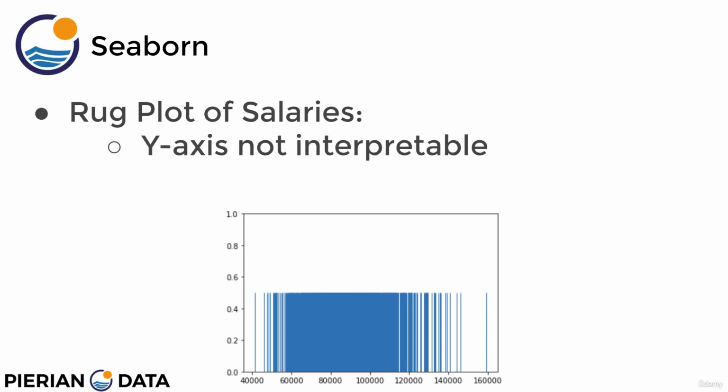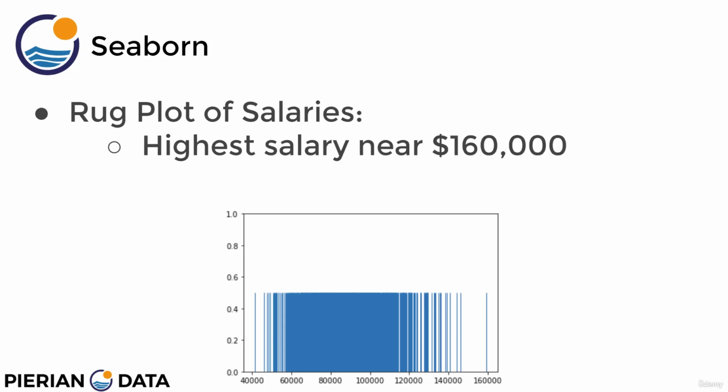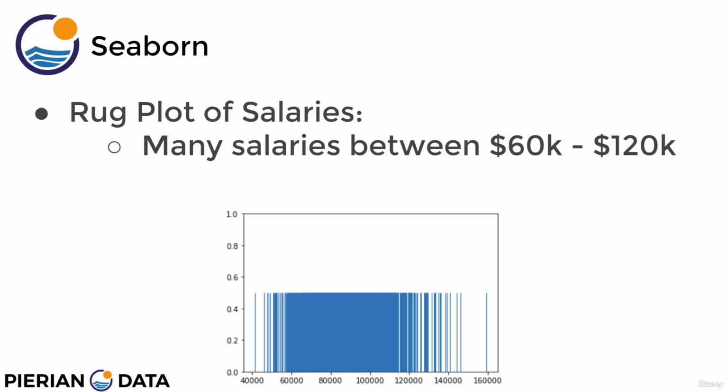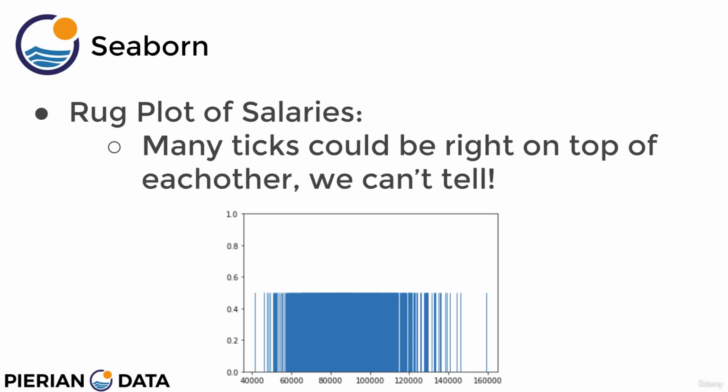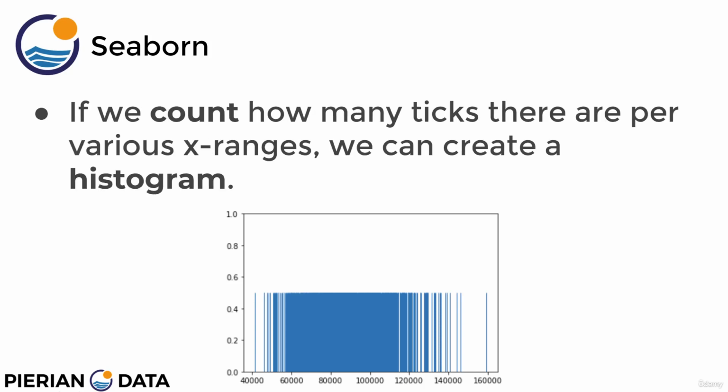So a problem with the RUG plot is the y-axis is not really interpretable. What is nice about the RUG plot is I immediately see some outliers. If I wanted to know the highest salary or the lowest salary, I can see those single ticks quite clearly, such as the highest salary near $160,000. I can also tell that many salaries are between $60,000 and $120,000. So I can see where a lot of ticks are. Clearly there's a mass of ticks right in the middle. However, so many ticks could be right on top of each other. I just can't really tell in this situation the way we've drawn it here.